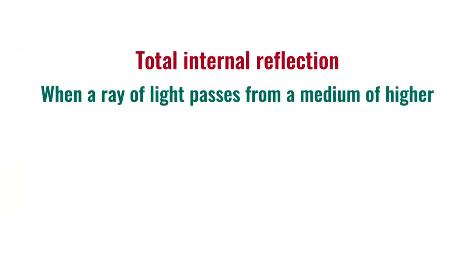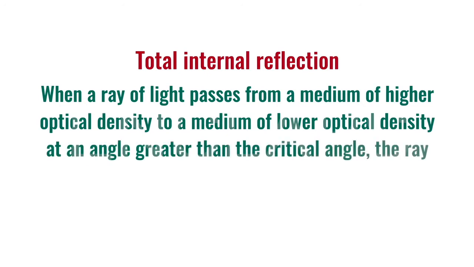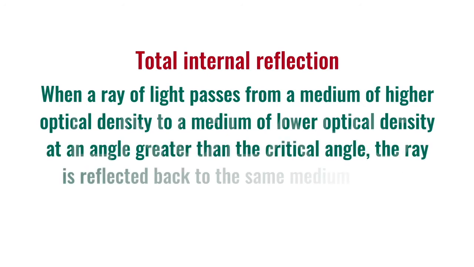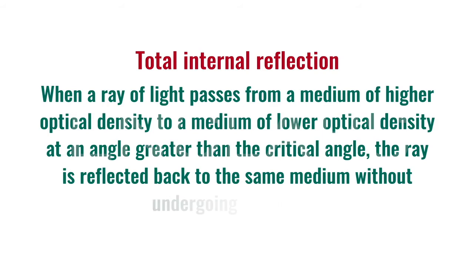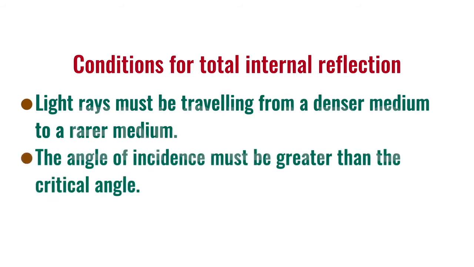When a ray of light passes from a medium of higher optical density to a medium of lower optical density at an angle greater than the critical angle, the ray is reflected back to the same medium without undergoing refraction. This phenomenon is known as the total internal reflection. What are the conditions for the total internal reflection to happen? Light rays must be traveling from a denser medium to a rarer medium. The angle of incidence must be greater than the critical angle.